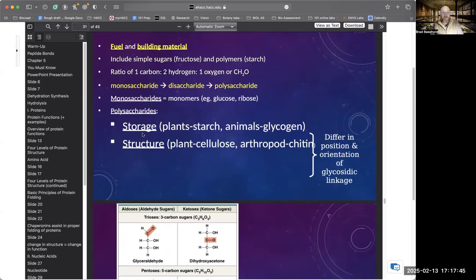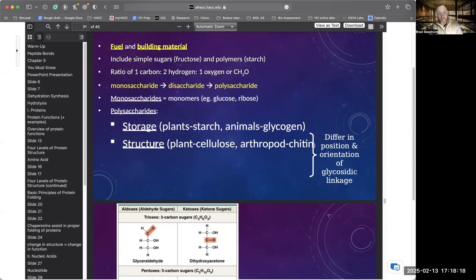In plants, plants are going to store energy in the form of starch. So that's why potatoes are so rich in starch. It's the plant storing energy for itself. In animals, we store carbohydrates in the form of glycogen. Glycogen is very, very similar to starch, but we store it in our muscles and in our livers. But it's basically just animal starch.